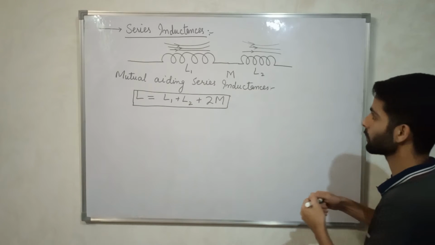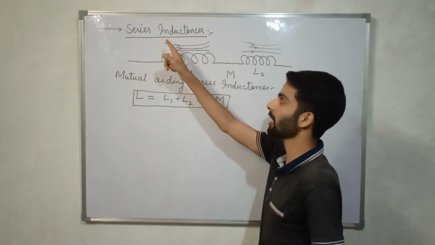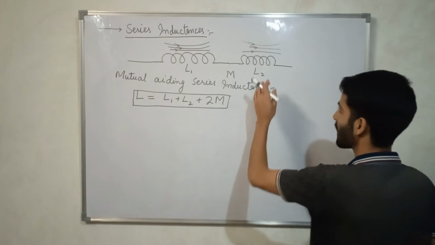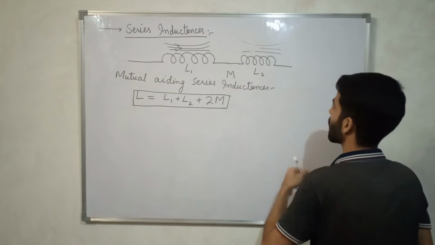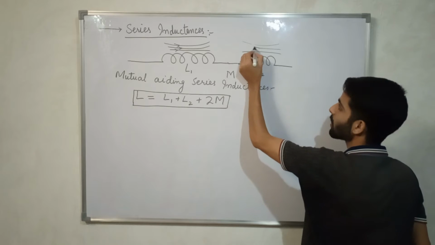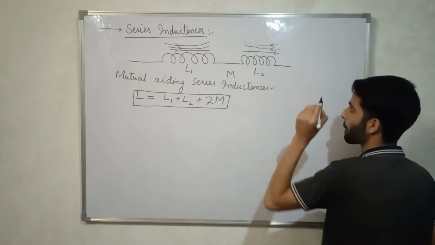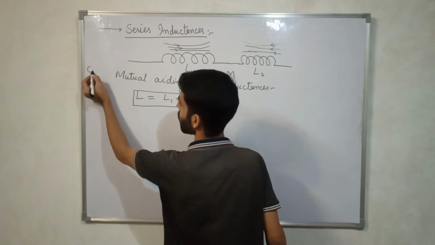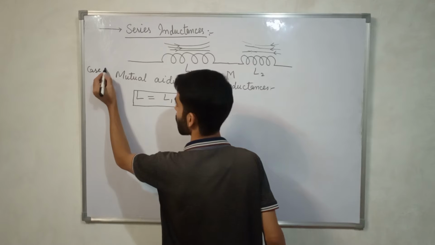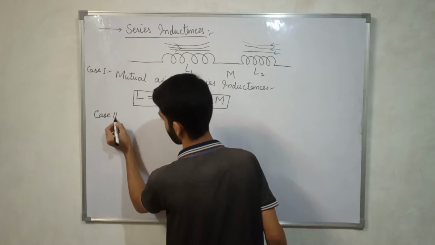Say this one has the direction of magnetic flux lines like this, but in this one, say the direction of magnetic flux lines is opposing, then what will happen? What will happen in that case? This will be case first. This be case second.